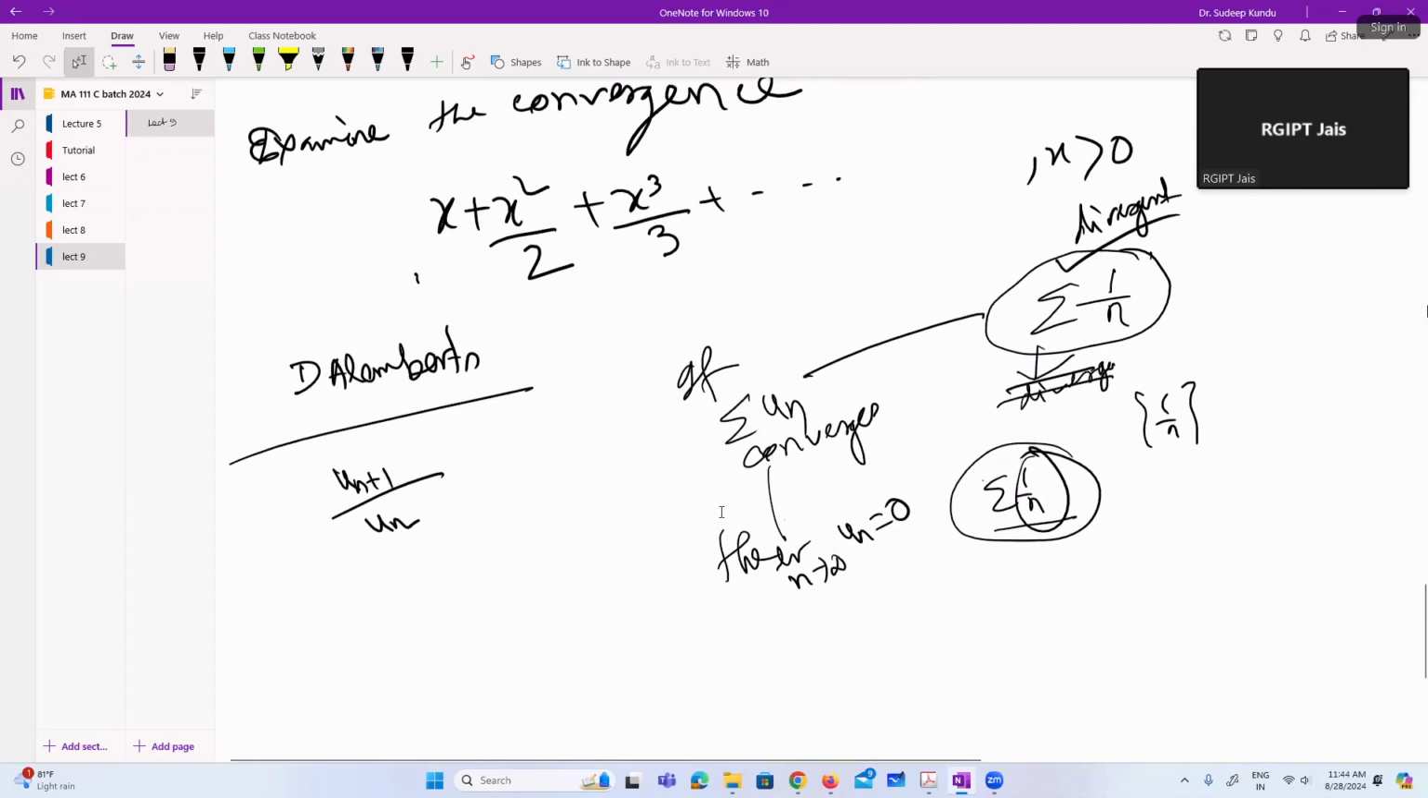And what will be L here? So you have to calculate what is L here. When L is less than 1, Un will be convergent. Is not it? So what is L here?